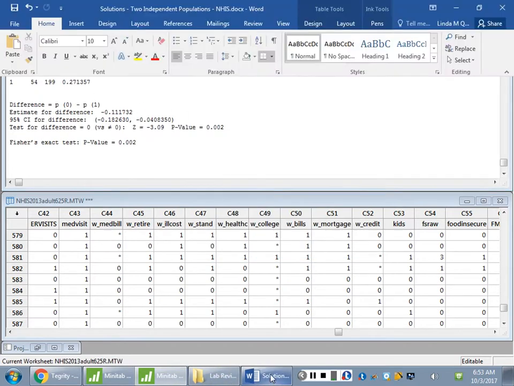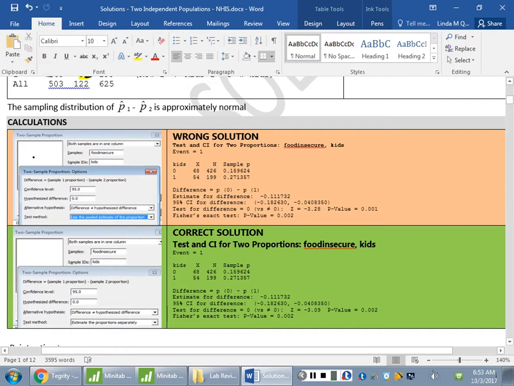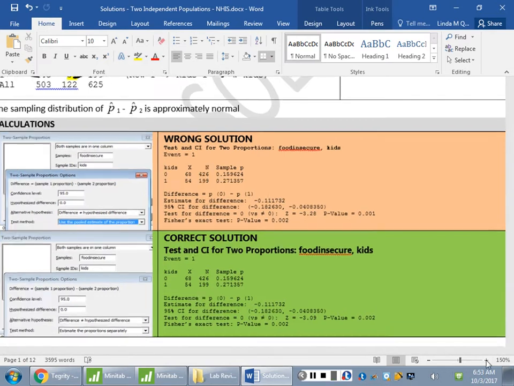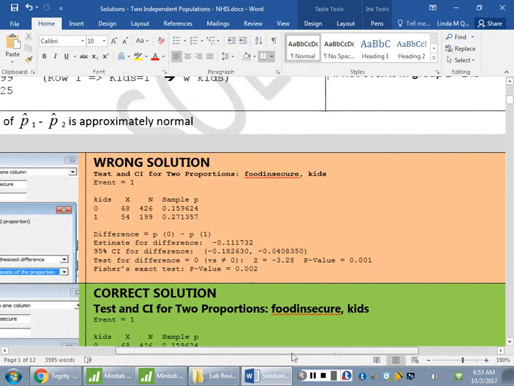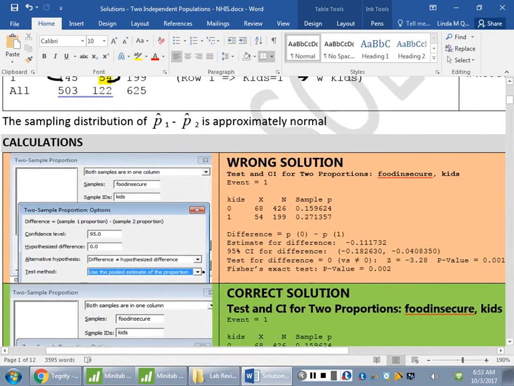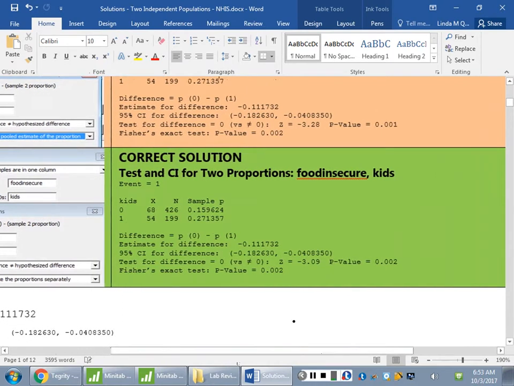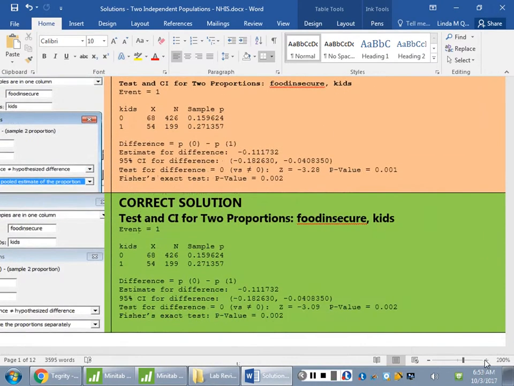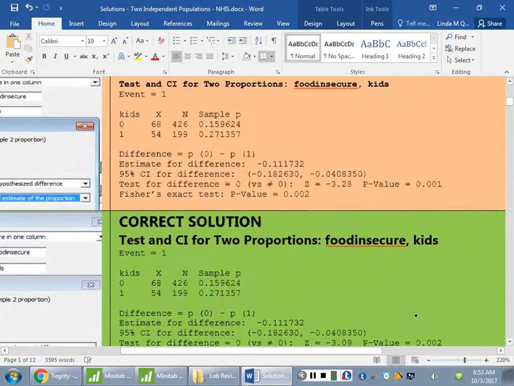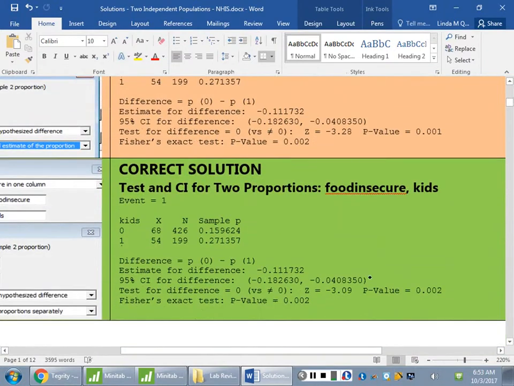And so let me go to my solutions key here. I'm going to tell you, first of all, that if you had used the pooled estimate of the proportion, you get this incorrect output. If you estimate the proportion separately, you get this correct output. Now, it doesn't look like it's very different, but it is. The confidence interval actually looks the same, right? But things like p-values and Fisher's exact test values can all change based on that hypothesis.